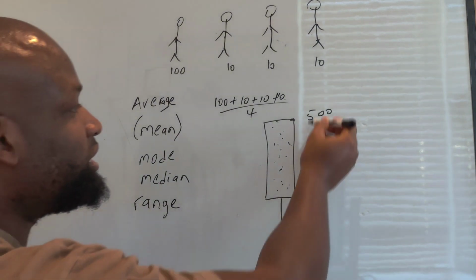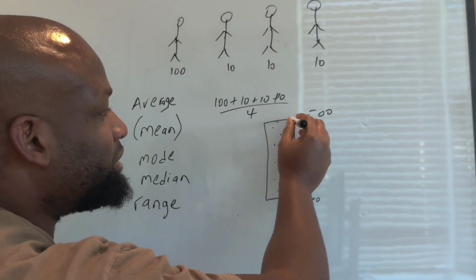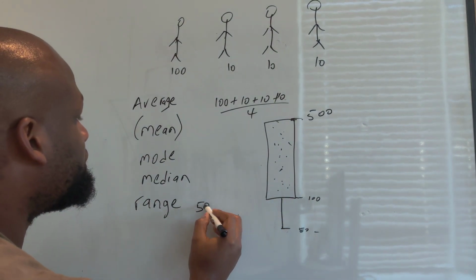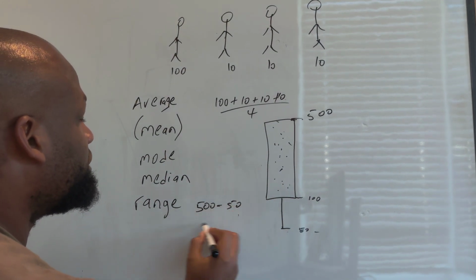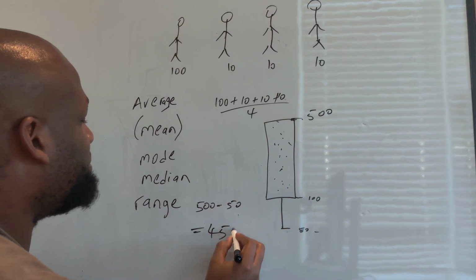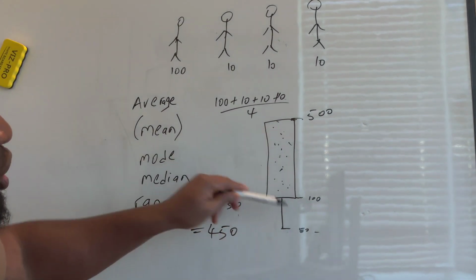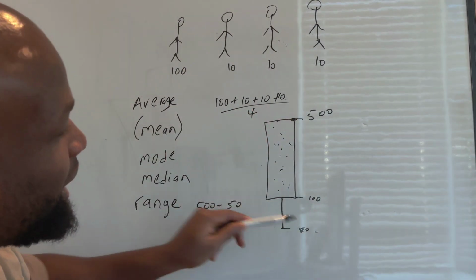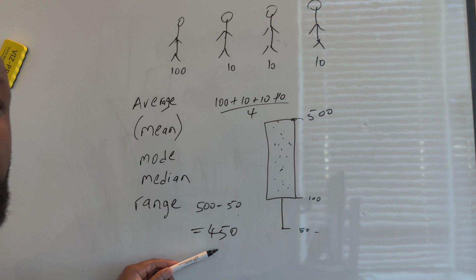But basically, the range here would be the highest price paid minus the lowest. So the range would be 500 minus 50, so the price is 450. Some people would say the price of Bitcoin should be 450 because they subtract this from that, and they say this is the price that they are willing to pay.